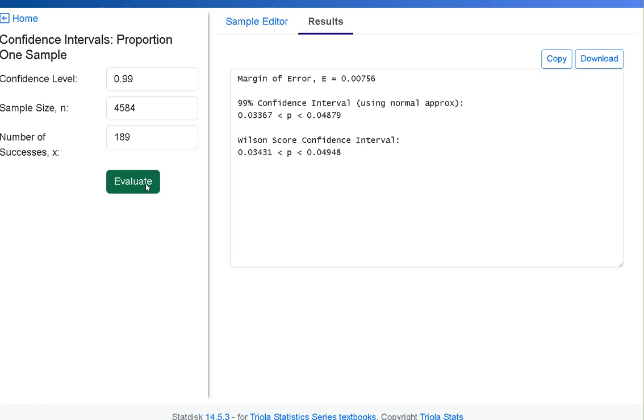Let's see. Construct the confidence interval. Well, that's already kind of done for us. So it's just a matter of copying those numbers down. That's going to be between 0.0337 is less than p is less than 0.0495. So that's our confidence interval. And I rounded it to the 10,000th instead of going all the way down to the 100,000th.